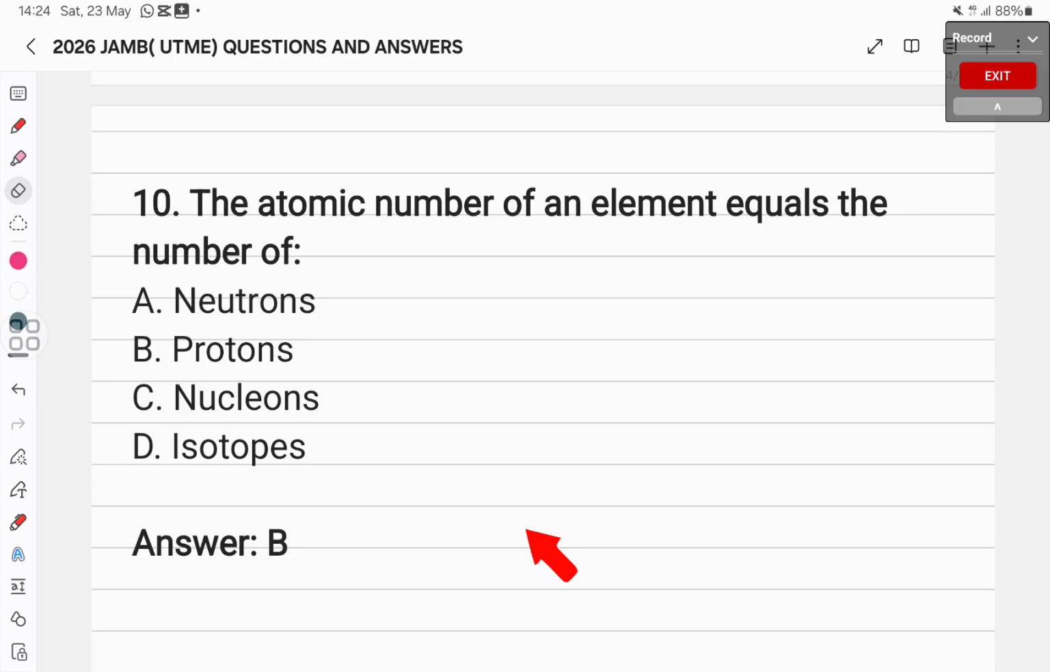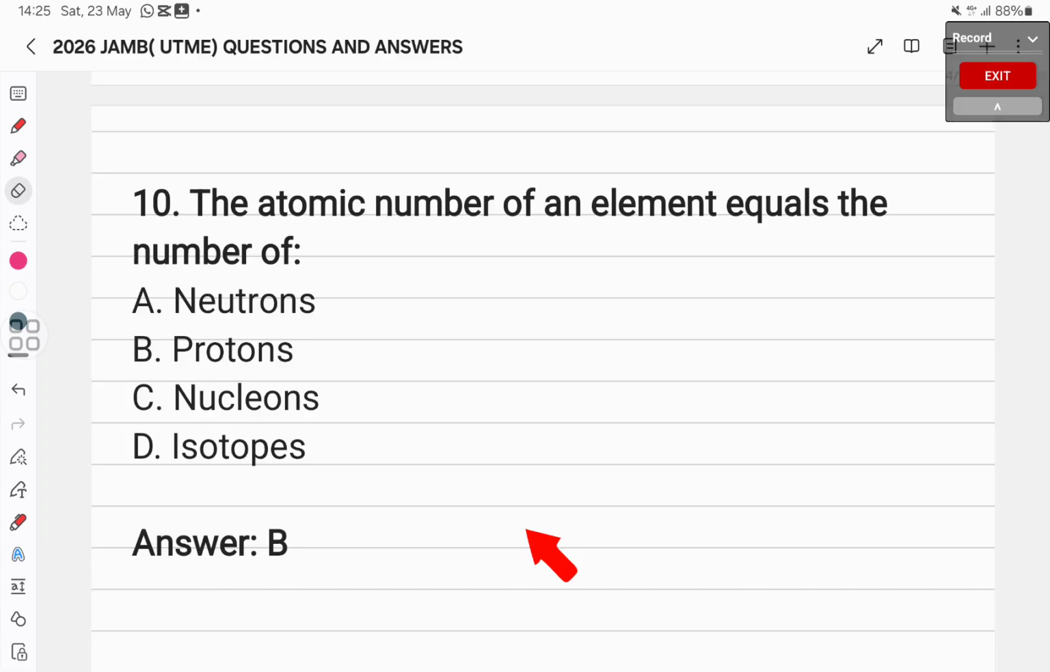The atomic number of an element is equal to what? This is a definition of the atomic number of an element. For those of you that still remember what we were taught in school, the atomic number of an element is usually defined as the number of protons in the nucleus of an atom of the element. Let me say it again. The number of protons present in an atomic nucleus of an element is called the atomic number.